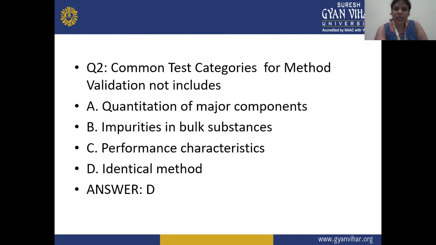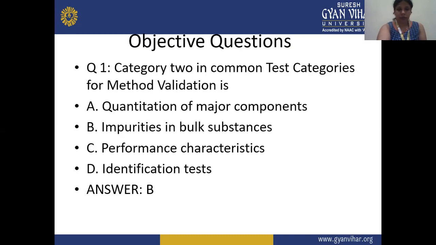Next: common test categories for method validation do not include. Quantitation of major components, yes, it is there. Impurities in bulk substances, it is also there. Performance characteristics, yes, it is also there. The last is the identical method. The identical method is not in the common test category list. So for method validation, answer D is correct. This is the first question.